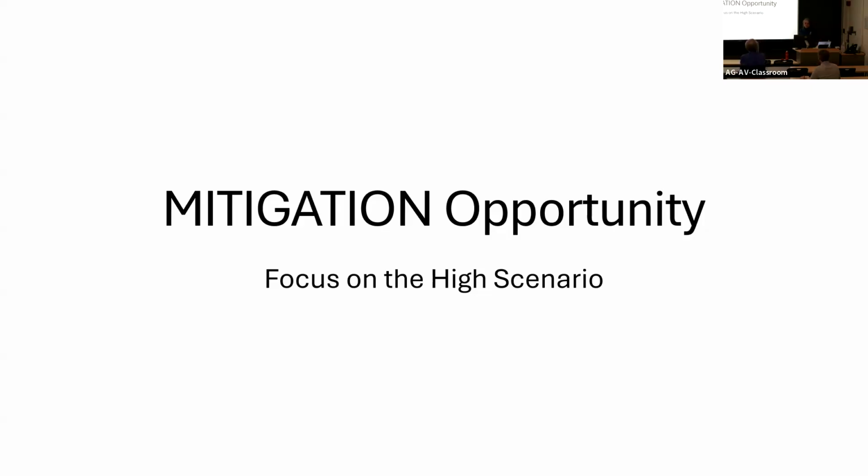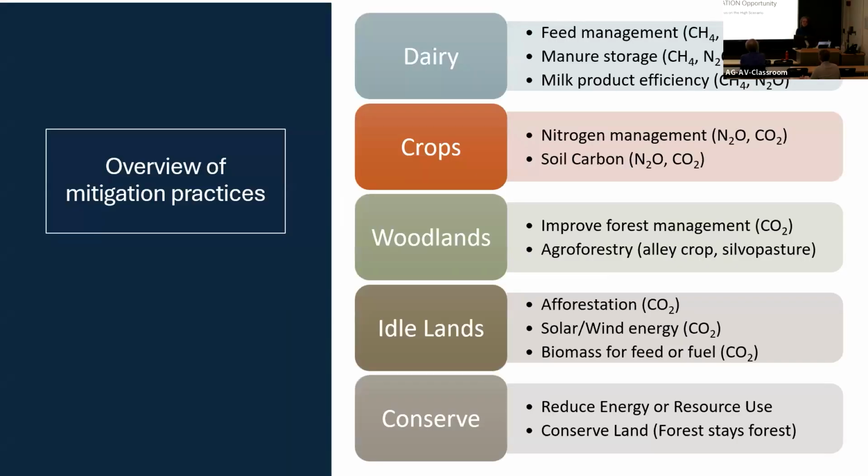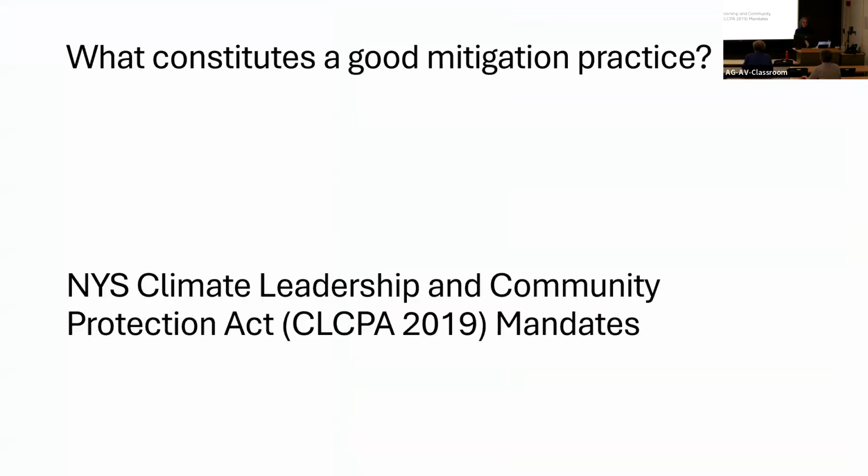Okay, I'm going to move on to the high mitigation scenario. So I'm not going to talk about these, right? But we can mitigate within the livestock. We can mitigate across the crops. We can mitigate with woodlands. We can activate so-called idle or underutilized lands, and we can conserve, right? These are the major categories in which we can act, and you'll see the gases that are dominant on the right-hand side.